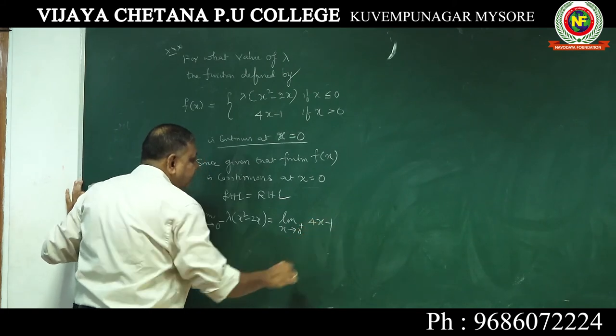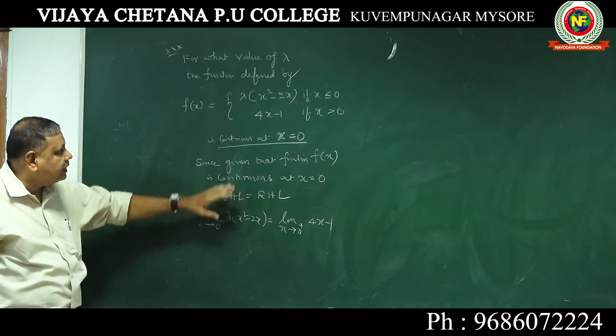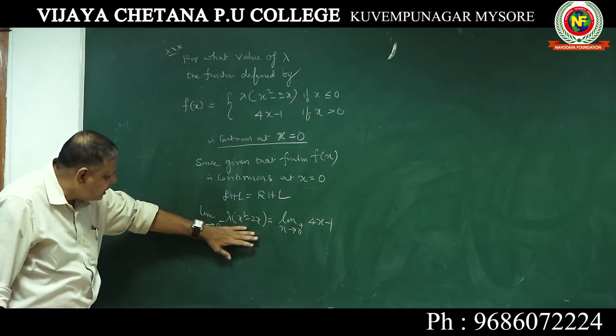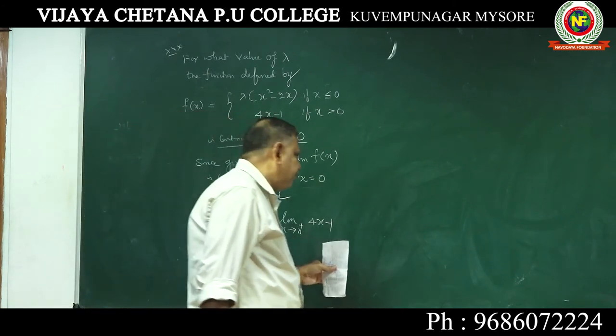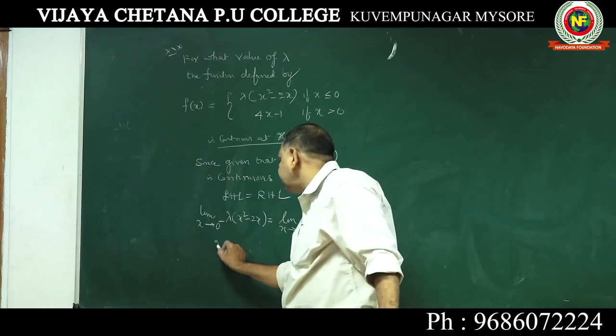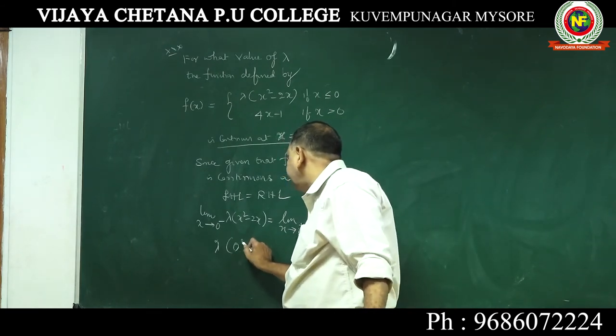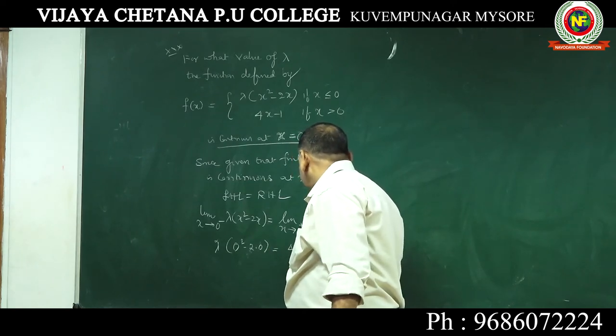Right hand limit, this f(x) is this. The left hand limit as x tends to 0 minus of this should be equal to the limit as x tends to 0 of f(x). Here, one peculiar thing happens. What is that? Substitute x as 0: lambda into 0 square minus 2 into 0 is equal to 4 into 0 minus 1.